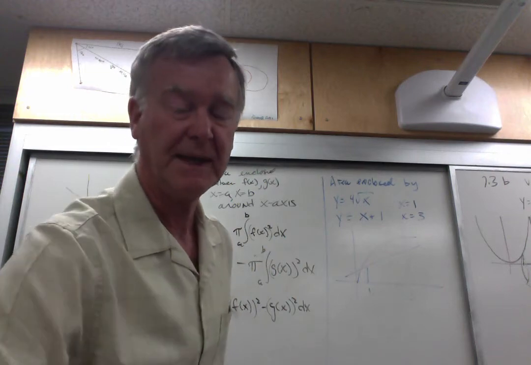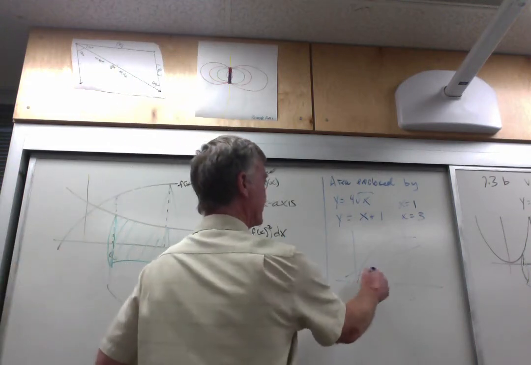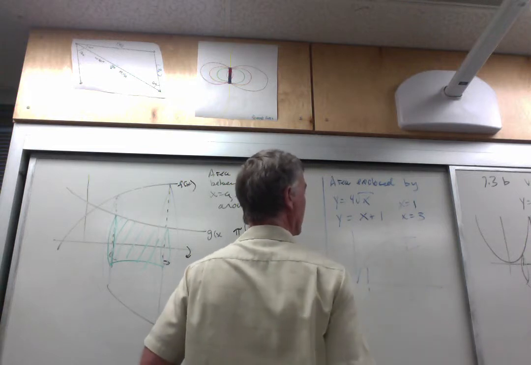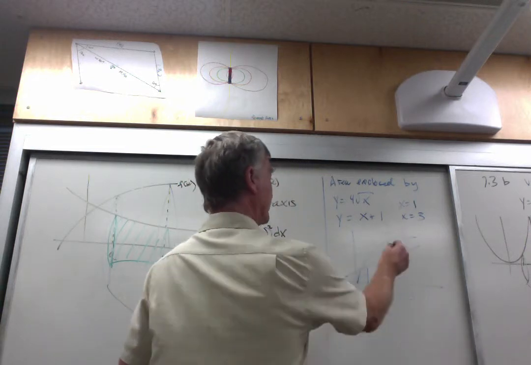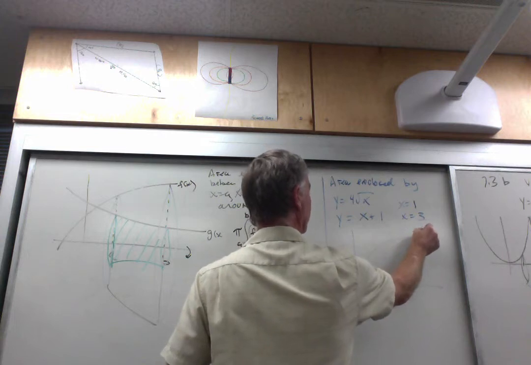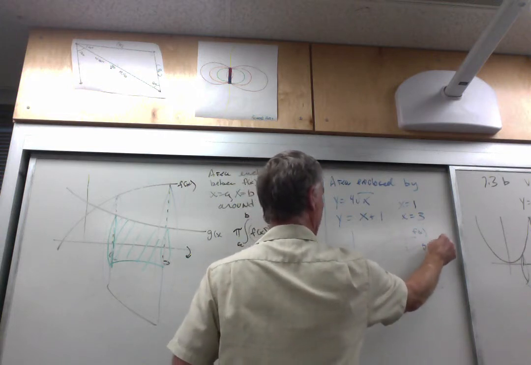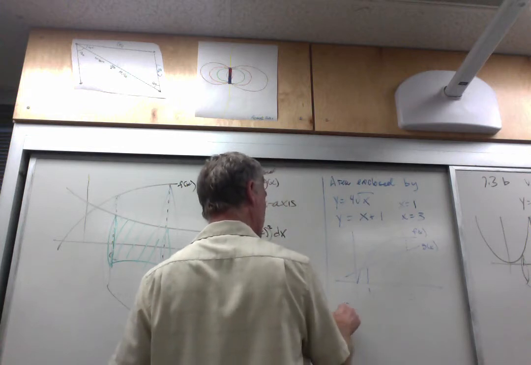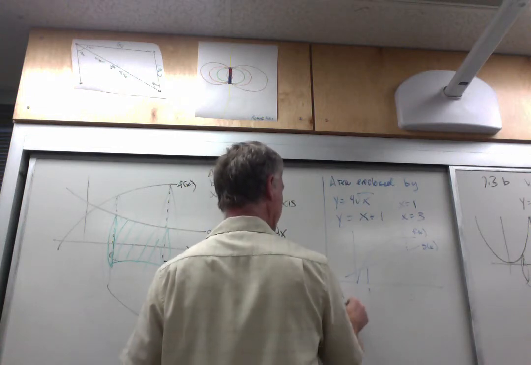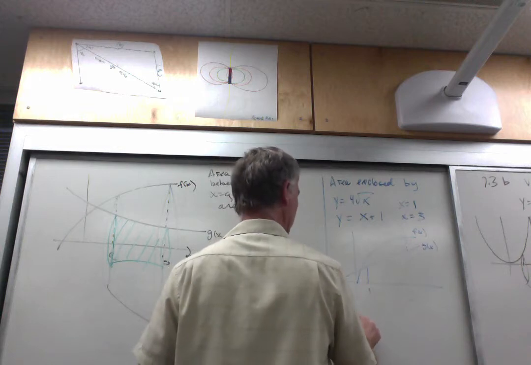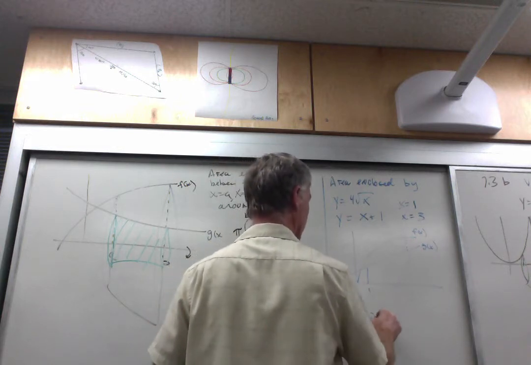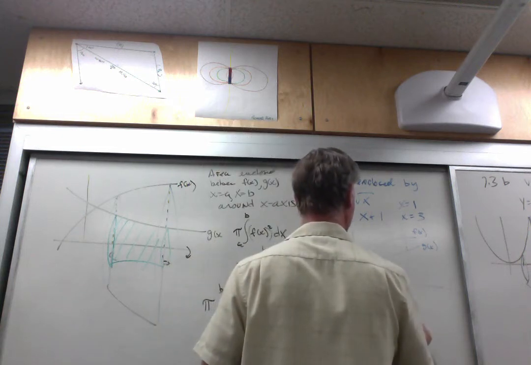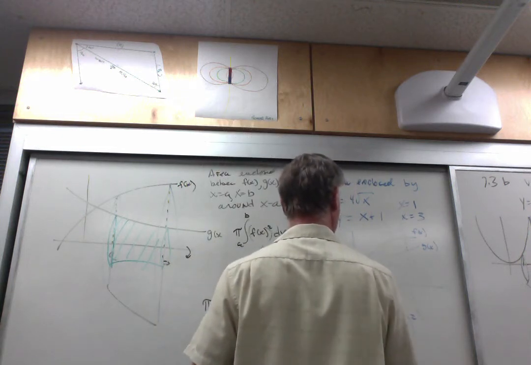So it would be this from 1 to 3. And basically, this would be our top function. We can call that f of x and g of x. And this would be then pi from 3 to 1 of 4 square root of x squared minus x plus 1 squared dx.